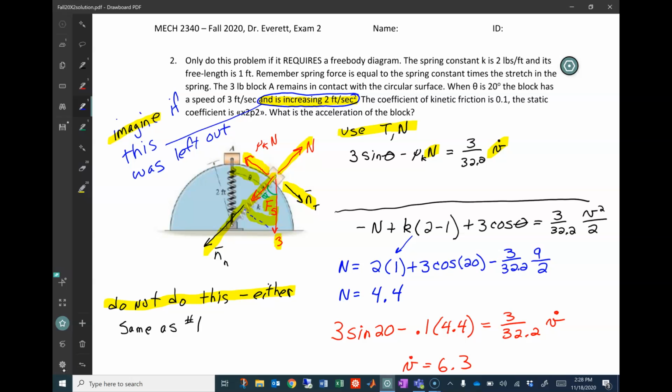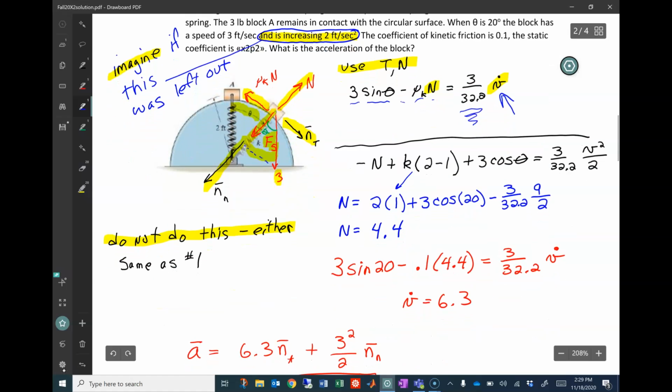Which is the sine. So it's 3, the weight, times the sine of the angle theta. And then you also have, and it's pulling it into the nt, so that's why it's positive. Then you have mu kn, but it's backwards, and that's why it's a negative. And that equals the mass times the acceleration in the tangent direction, which is v dot.